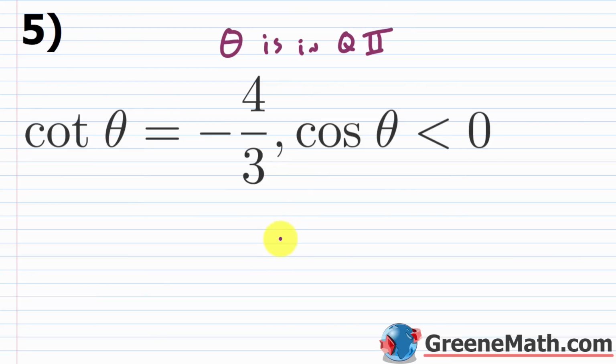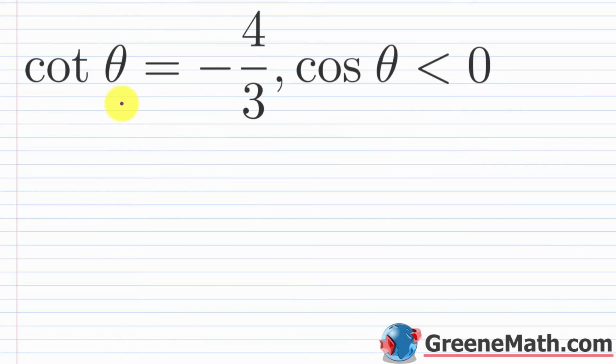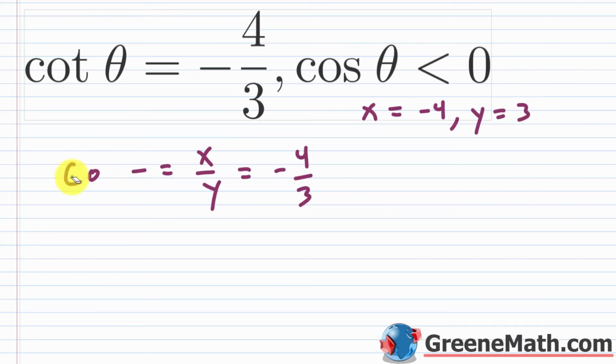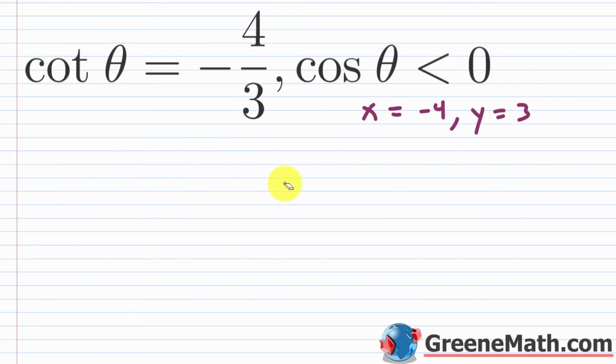Okay, so we know in quadrant 2 the x values are negative and the y values are positive. So looking at this, we are given that the cotangent of theta, which is x over y, is equal to -4/3. So we know that the x values are negative and the y values are positive, so that tells me that x is going to be equal to -4 and y is going to be +3. Okay. Let's get rid of this. We just need to figure out what r is.